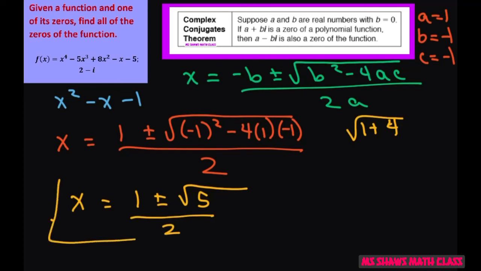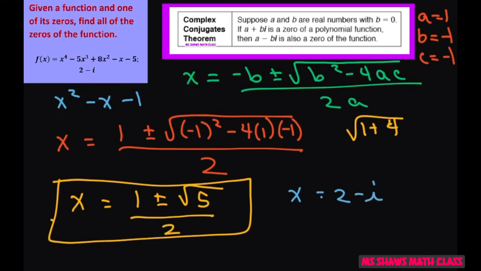So finally, these are your two solutions. It's going to be 1 plus the square root of 5 divided by 2 and 1 minus the square root of 5 divided by 2. And your other two solutions are x equals 2 minus i and x equals 2 plus i. So there are your 4 solutions.